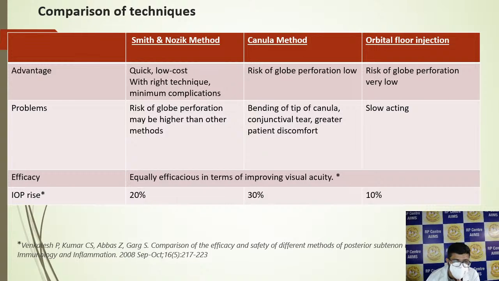The cannula method has the advantage that the risk of globe perforation is low, whereas the problem is the bending of the tip of the cannula and greater patient discomfort as it is going more posteriorly. Whereas with the orbital floor injection, the risk of globe perforation is very low, though it is slow acting. The efficacy of all three is almost equal in terms of improving visual acuity. However, there are some chances of raised IOP, which is seen more in the cannula method.